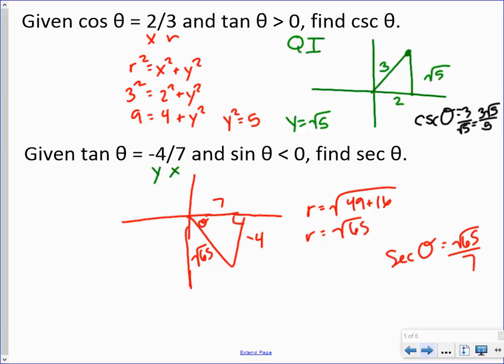Any questions there? Okay, lots of things to think about, but lots of ways for you, when you get your answer, to check if it makes sense. Like, is it the right sign, positive or negative, for what quadrant I would be located in?